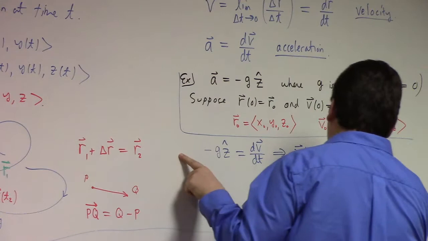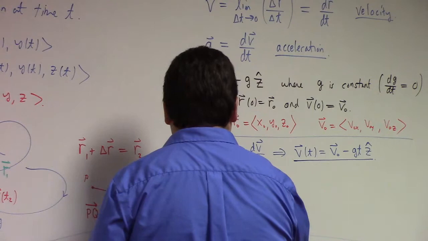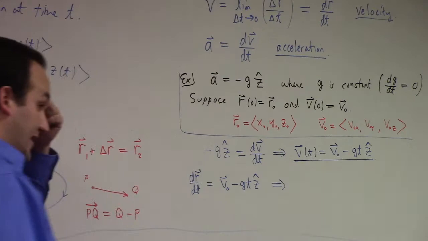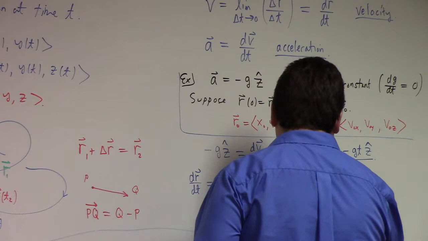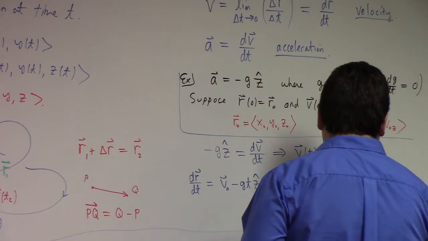And next, I have that v naught. Notation here. Let me put the dr/dt on the other side, just to be different. So dr/dt is equal to v naught minus g t z hat. All right. Again, I'm going to integrate both sides. The integral of the left-hand side gives me r of t. The integral of the right-hand side, well, I think if you tilt your head and squint, you can see that there's an r naught there, and then plus t v naught, minus one half g t squared z hat.